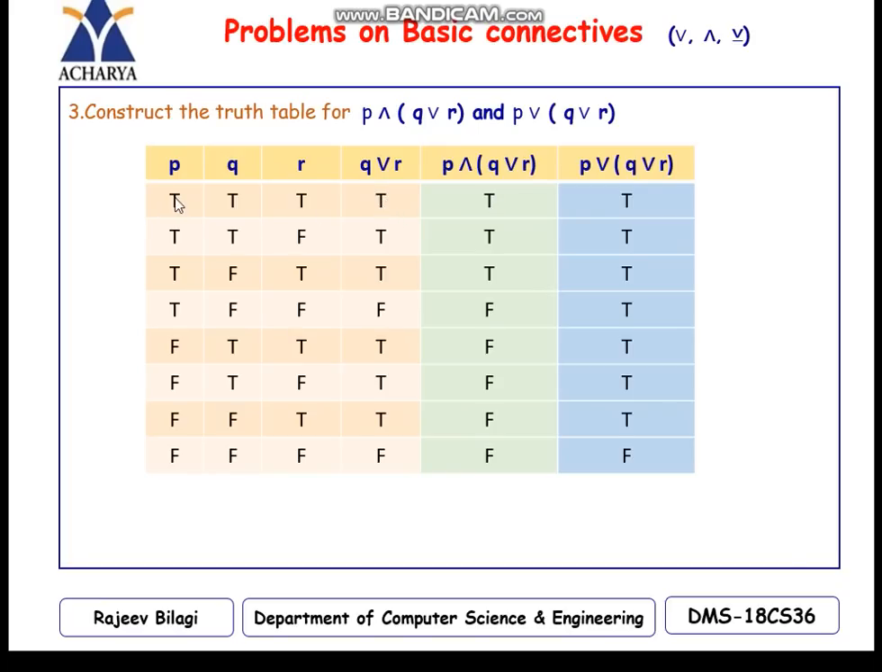So now look at P is T, Q OR R is also T, so hence it is T. Here the second one is T, and here also it is T, so hence it is T. Here it is T, so hence it is T. Here if you look at T and here it is F, so it is F. Similarly I have written F, T is F, F, T is F, F is F.